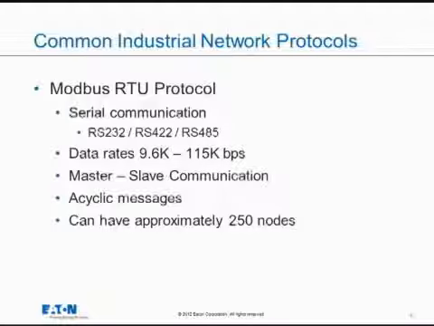Data rates. In today's terms, it's a relatively slower data network, 9.6 kilobit per second, all the way up to 115 kilobit per second. And it is a master-slave communication device, so you can only have one master, multiple slaves.